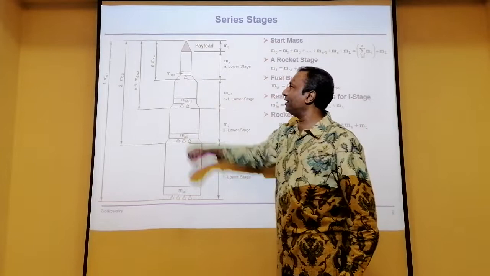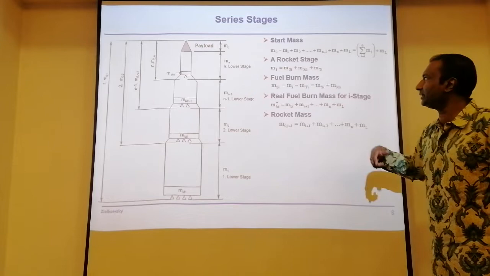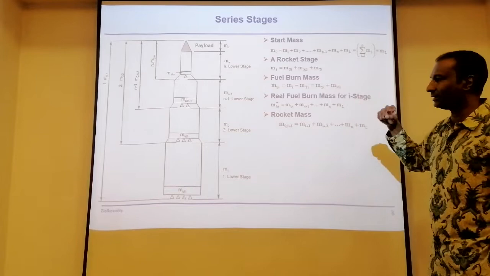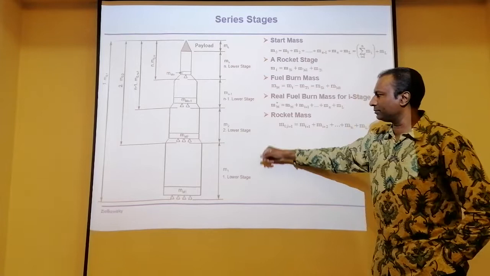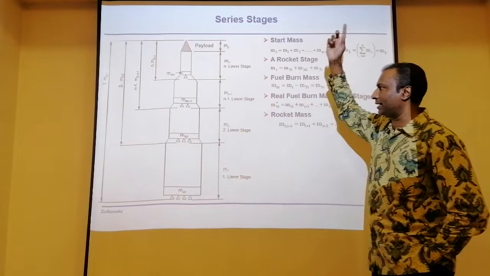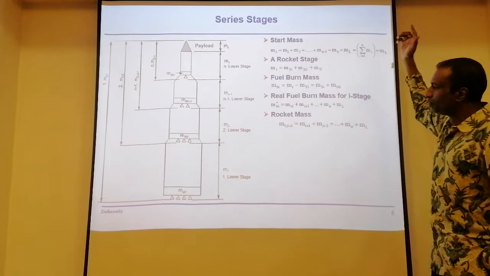So how this actually happens, we look at the start. This is the same concept we have just seen in stage one. So you have lower stage one, lower stage two, lower stage n, and this is the lower stage n plus one, basically, the payload. Alright, so the start mass is m1, m2, up to the payload for sure. Payload is the last here. This is the start mass. So start mass is very easy, plus all.